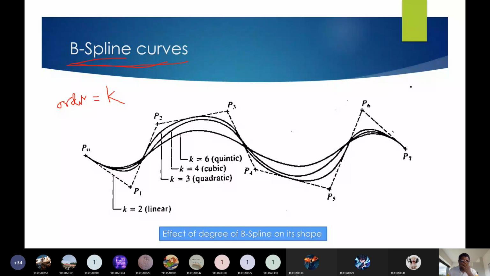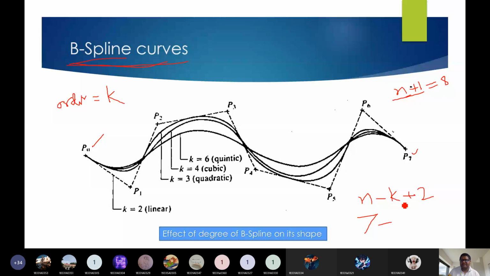There is a formula for the number of segments: n minus k plus 2 gives you the number of segments. For example, here, what do you mean by n? n comes from the number of control points. Here the control points are 1, 2, 3, 4, 5, 6, 7, 8, starting from 0. 0 to 7 means total control points are 8, which means n plus 1 is equal to 8. Always control points are n plus 1. So n plus 1 is equal to 8, which means n is equal to 7.